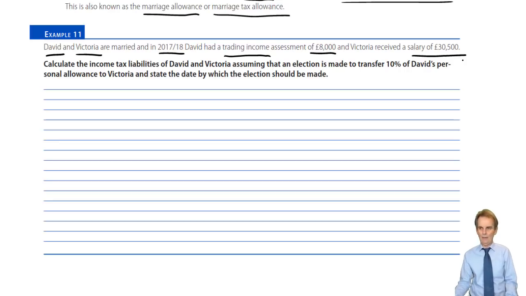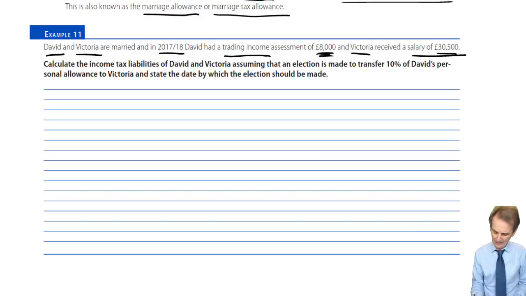Now, again, without doing any calculations other than simple arithmetic in your head, you can see that David, with income of only £8,000 there, has income less than the personal allowance, is a non-taxpayer. And on £8,000, some £3,500 of the £11,500 personal allowance would effectively have been wasted. Whereas here, Victoria, she's got a salary of £30,500. She will use her full personal allowance of £11,500 and be left as a basic rate taxpayer. This is the situation in which this election is worthwhile.